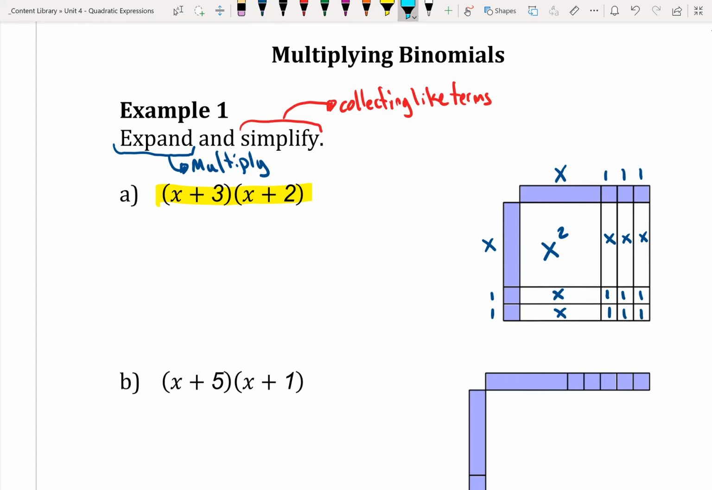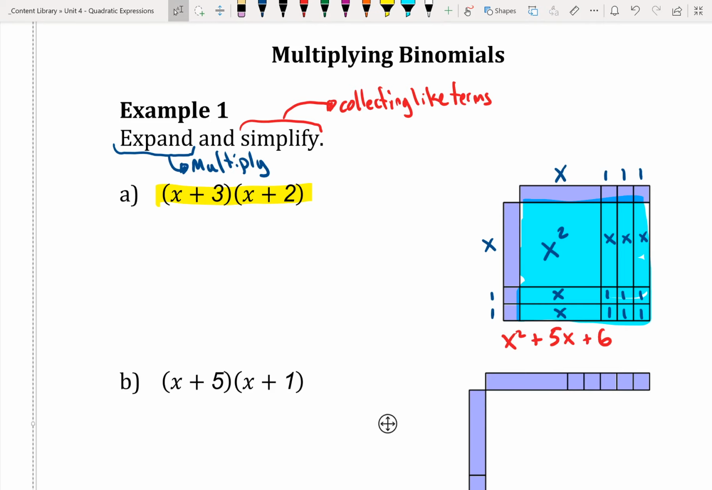So once I multiply that, if I go through and I add up all of these, I get x squared plus 5x plus 6. So I'm actually going to put that in red because that was my collecting like terms. So I expanded by multiplying, I collected like terms and got my answer of x squared plus 5x plus 6. We're going to look at doing it another way as well.